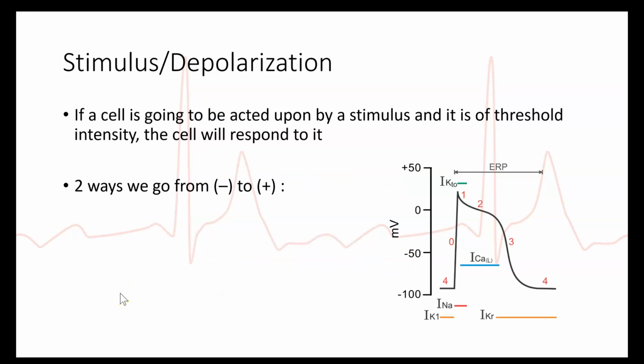Okay, so let's talk about a stimulus and depolarization of cardiac myocytes. If a cell is going to be acted upon by a stimulus and it is of threshold intensity, the cell will respond to it. As the cell depolarizes from a polarized state, we will generate an action potential. As we depolarize, we become less negative and go towards 0 and then plus 30 millivolts, right? So we're going to go here. We're at about negative 90 millivolts here.